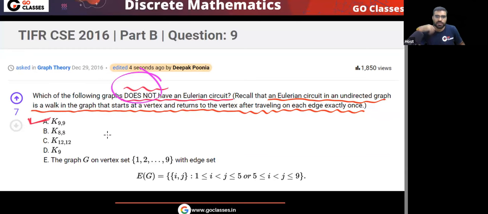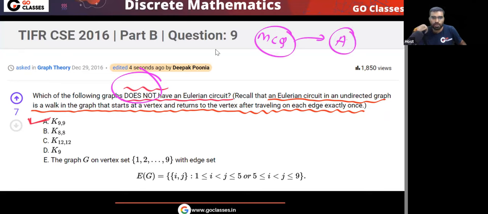So tell me, if this is an MCQ question, can you stop here? If this question is MCQ, can you just say that the answer is A and move on? Yes or no? Actually, this question is MCQ. In the TIFR exam, all questions are MCQ. So you can stop here and move on.